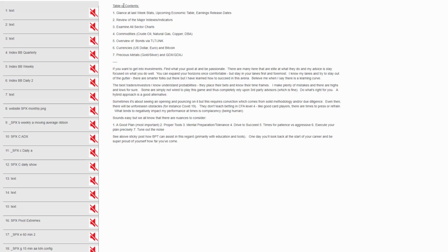So here's the table of contents of this newsletter. Again, these newsletters, especially on the weekend, tend to be broad-based. We look at what happened last week, news events. We look at the major indexes. We look at sectors, commodities, bonds, precious metals. And I'm actually going to look at a few trade ideas tonight. So let's go ahead and get started here.